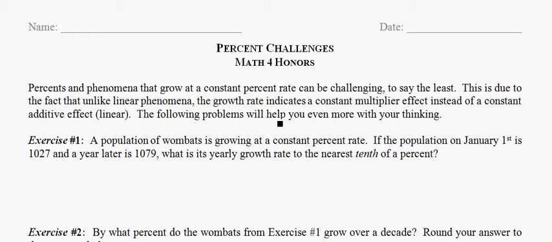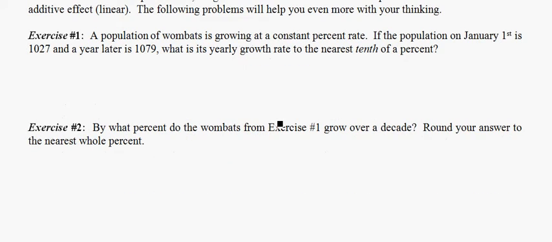Anyway, let's start off with hopefully a very easy problem. In exercise number 1, we're told that a population of wombats is growing at a constant percent rate. It tells us that the population on January 1st is 1,027, and a year later 1,079. We want to know what the yearly growth rate is to the nearest tenth of a percent. This is certainly a problem you should be able to do at this point in your mathematical careers, so pause the video and get me a percent.